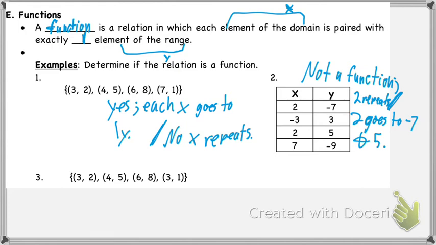That'd be the same kind of thing. Right now, there are 2 spots for the same button combo. So if I push F4, we don't know what we're getting. If I put in 2, I don't know if I'm getting out -7 or 5. So it's not a function.